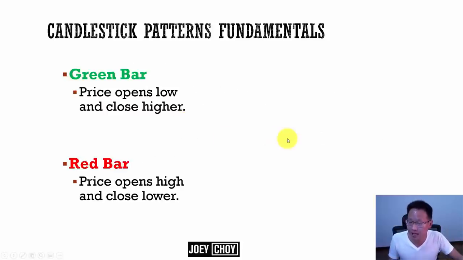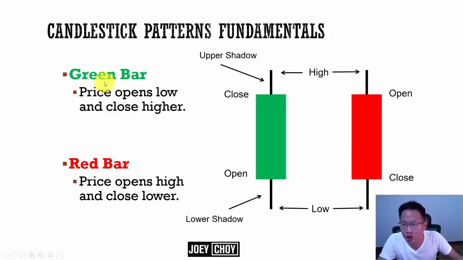Right, so a green bar and a red bar. What is the difference between a green candlestick bar and a red candlestick bar? Very simple. A green candlestick bar just means that the price opens low and closes higher. Look at this green candlestick bar here. The opening price is lower, so it opens lower and it closes higher right here. So it opens low and closes higher. This would be a green bar.